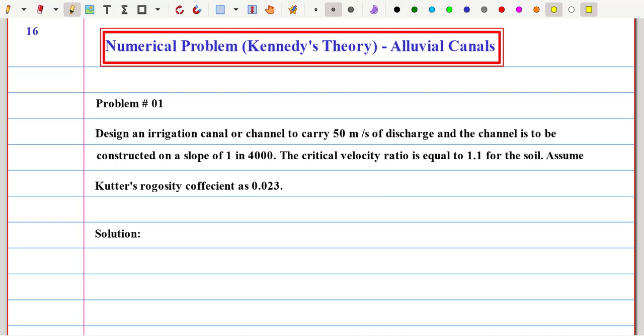The first thing is that we are supposed to design an irrigation canal which is carrying 50 m³/s of discharge. Discharge Q is given to us, which is 50 m³/s, and the canal is to be constructed on a slope of 1:4000. The critical velocity ratio is equal to 1.1 for the soil, and Kutter's coefficient is given to us, which is 0.023. We have discussed all these points previously.